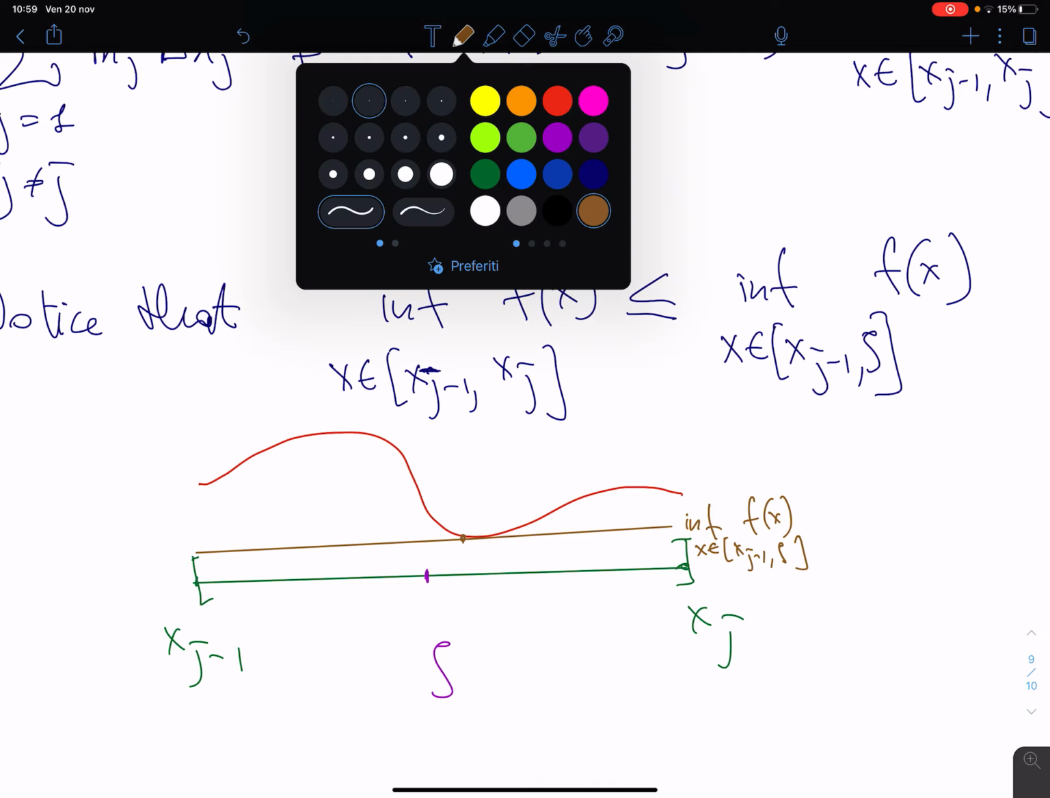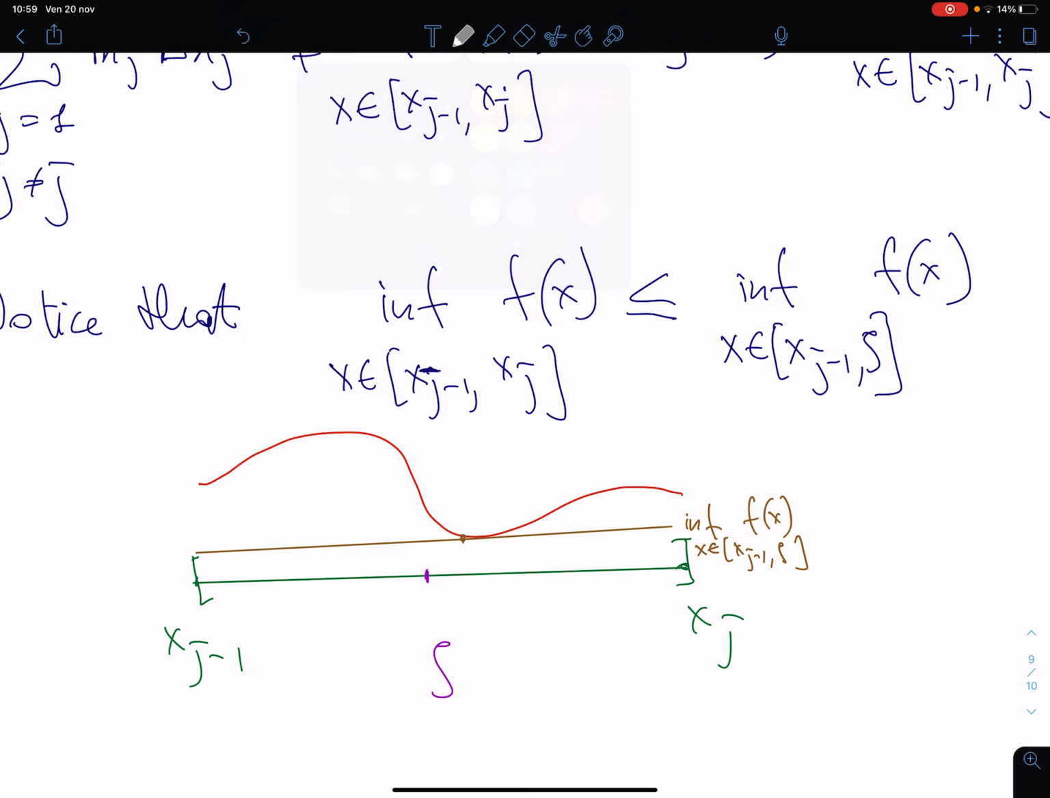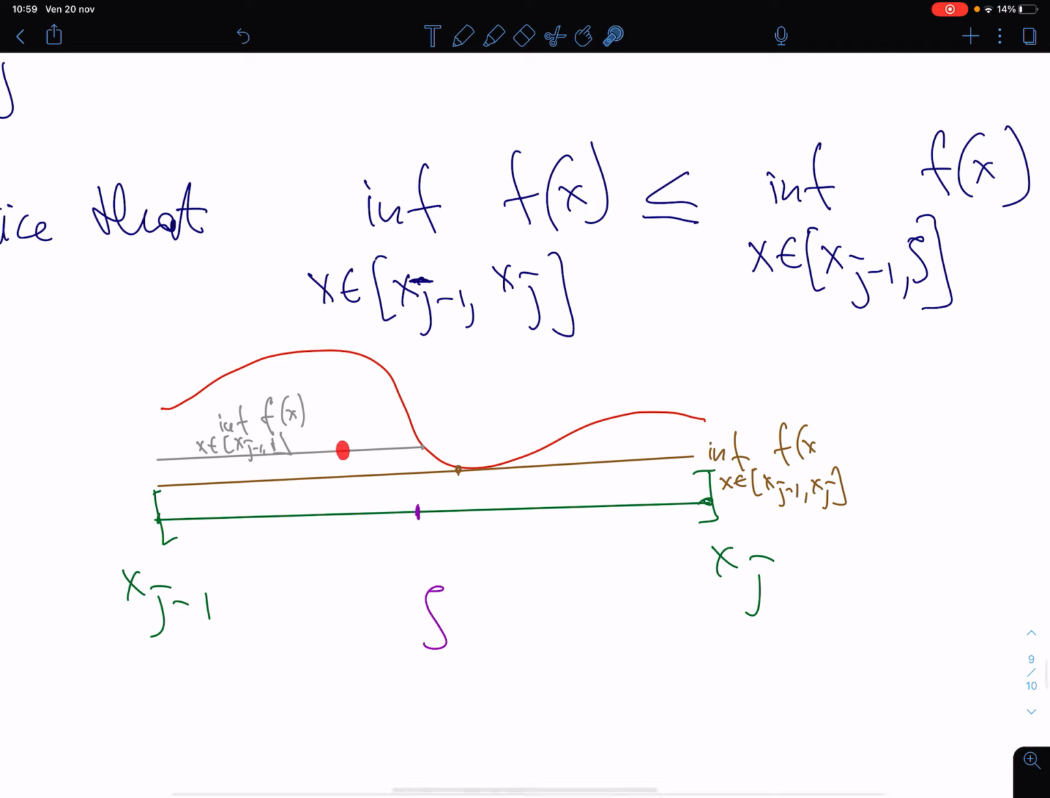On the other hand, the gray level here is the infimum. I'm making a lot of mistakes, sorry. The whole interval is x_{j̄-1}, x_{j̄}. And the gray here is the infimum of f of x for x in [x_{j̄-1}, z]. So you see that the gray level is higher than the brown one. So the infimum in the smaller interval is larger than the infimum on the larger interval. And the reason is obvious.